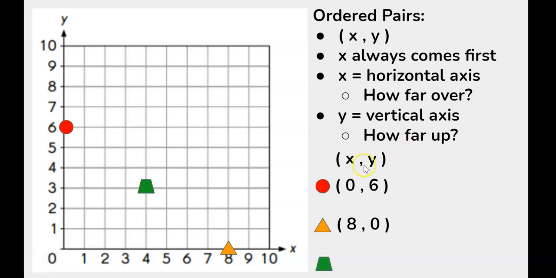So again, I'm going to find my x-coordinate first, then my y-coordinate. X is how far over? 1, 2, 3, 4. Y is how far up? 1, 2, 3. So the ordered pair is (4, 3).